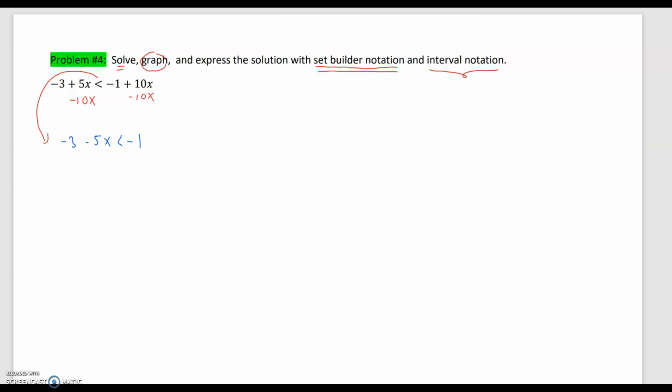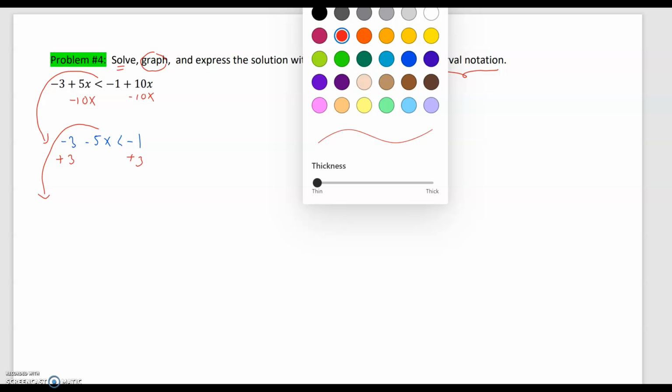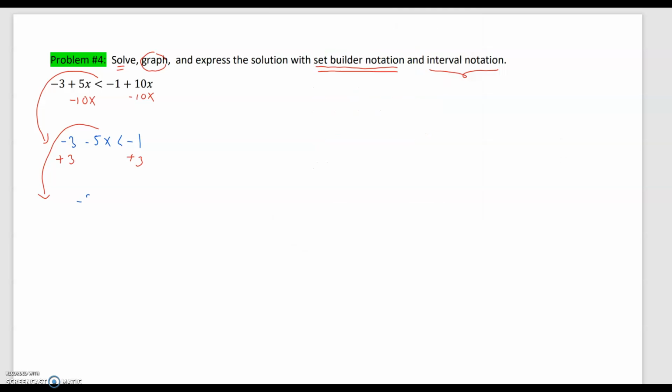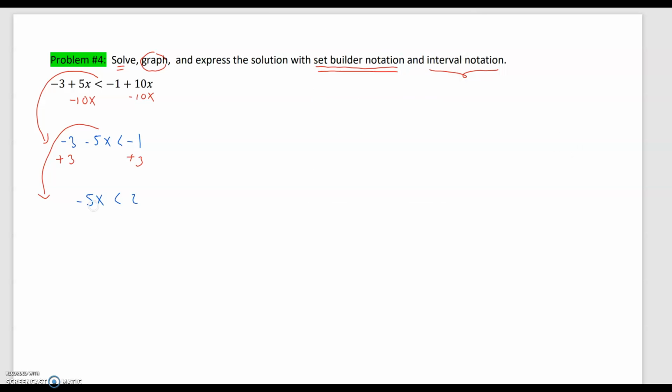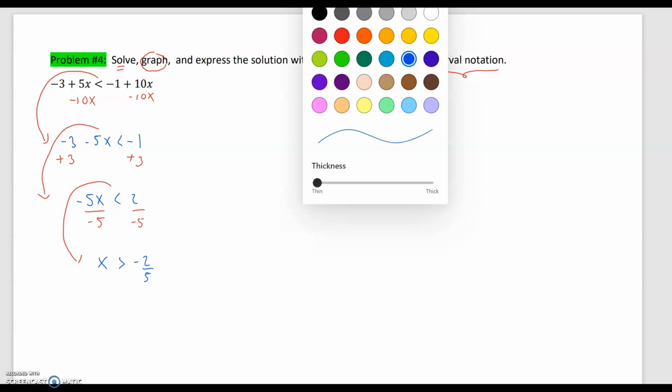Then let me add the 3, so plus 3 and plus 3. And this will give us -5x is less than 2. And careful on the next step, we're going to be dividing by a negative. So technically divide by -5, divide by -5. And this is going to give us x is greater than -2/5.